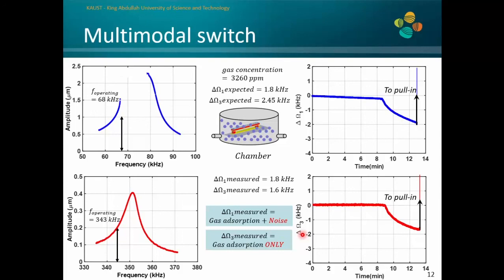And hence we can quantify the amount of gas absorbed in the resonator while still being able to switch when we exceed the threshold value. One can think of the noise effect as a safety factor, so that you will always switch before you reach the limit.